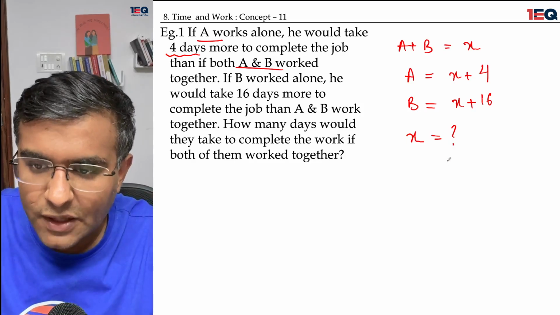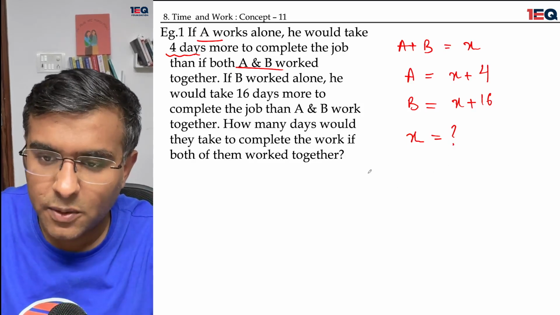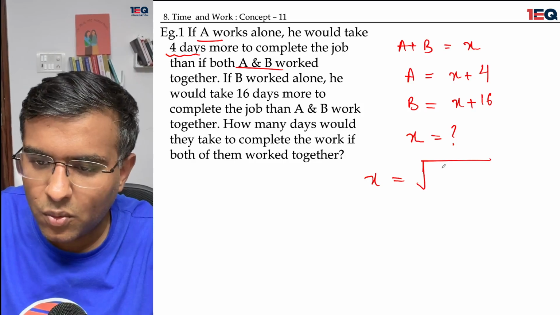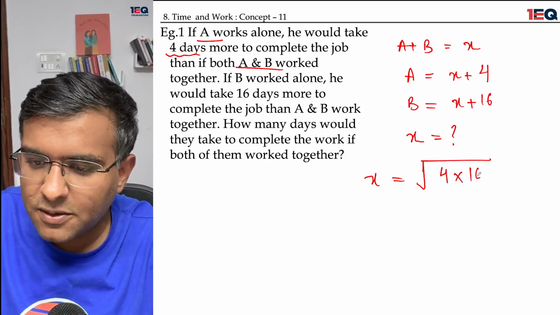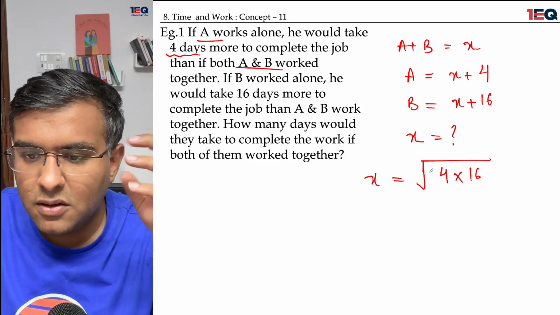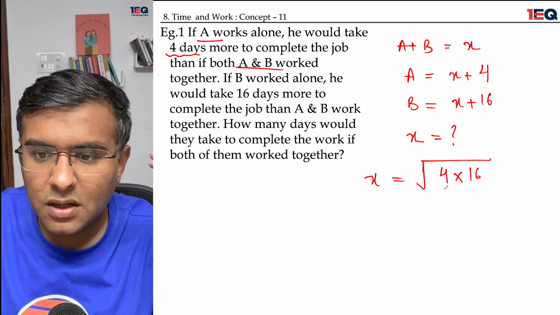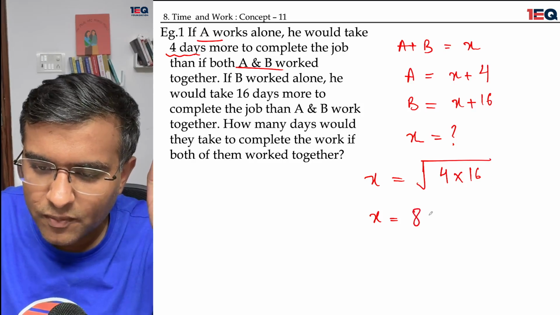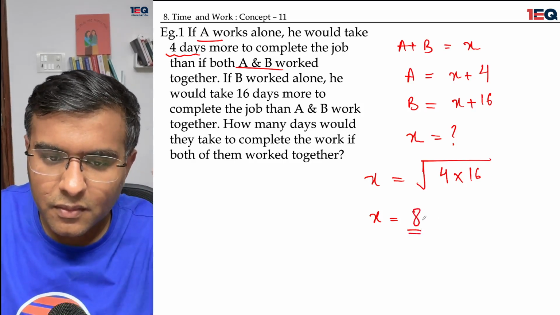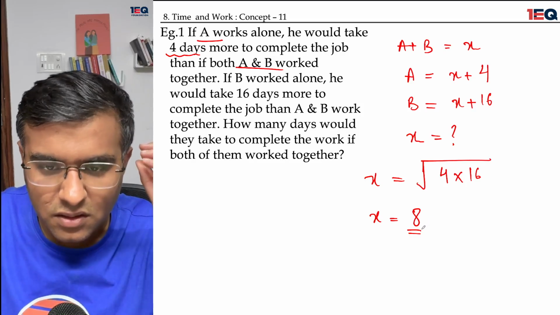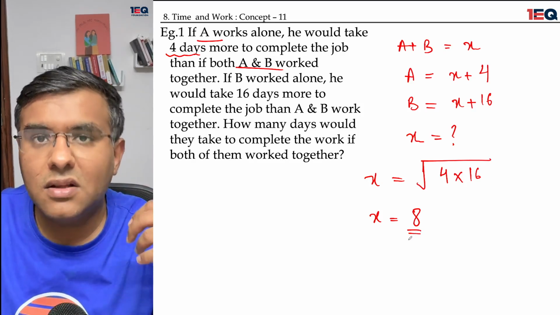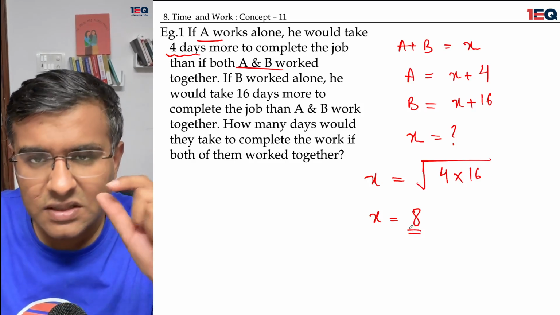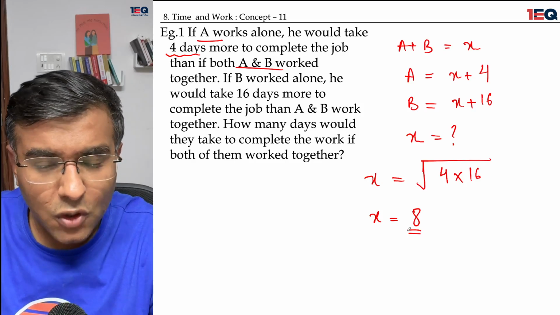If they are asking the value of X in such a question, the value of X, as explained in the previous formula, is nothing but root of 4 multiplied by 16. Root of 64 gives me 2 into 4, 8. So the value of X comes out to be 8, and 8 is the number of days they would take to complete the work together. Got it? Simple enough. Such a long question, such an easy explanation. Cool. Moving on.